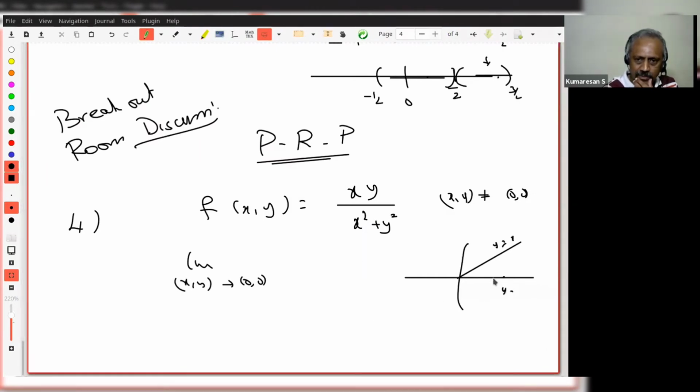Here y is 0, therefore this limit will be 0. And here x is 0, therefore the limit along the y-axis will be 0. Here y equal to x, therefore this will be x into x, that is x squared. Here it is x squared plus x squared. Therefore 2x squared. X squared by 2x squared will be half. Therefore if I move along this, I get limit as half. If I move along this, I get limit as 0.